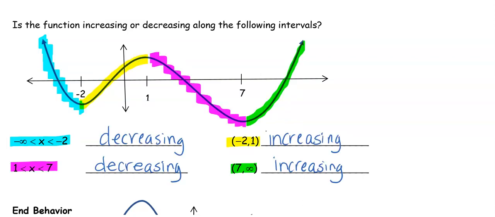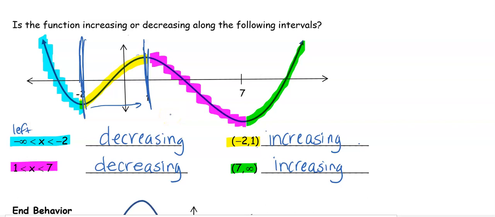The first one, I have my blue interval here highlighted. Remember, this means from the left to -2. So from the far left to -2. This first little section here, my line is going down from left to right, so it's decreasing. Now we're from -2 to 1. If I'm looking at just that segment of my graph, if I move left to right, my line is going uphill, so it's increasing.